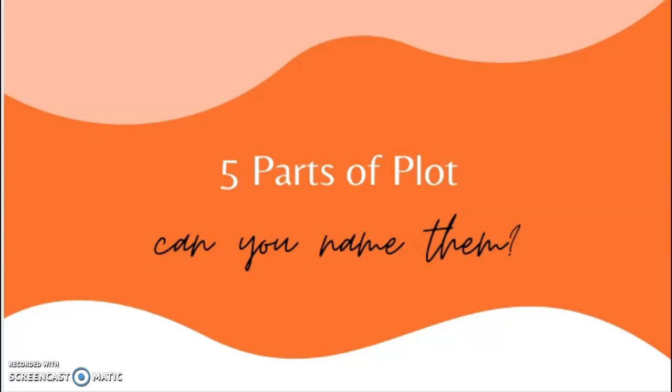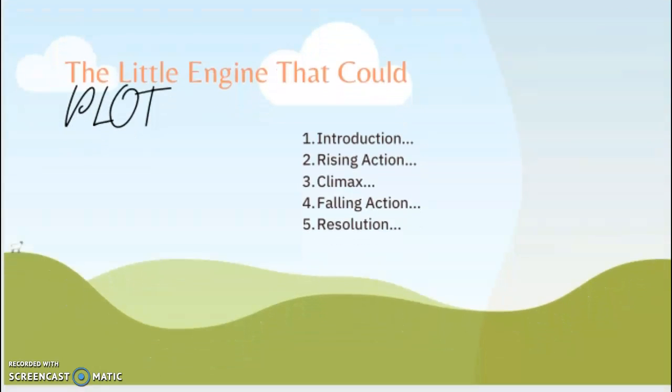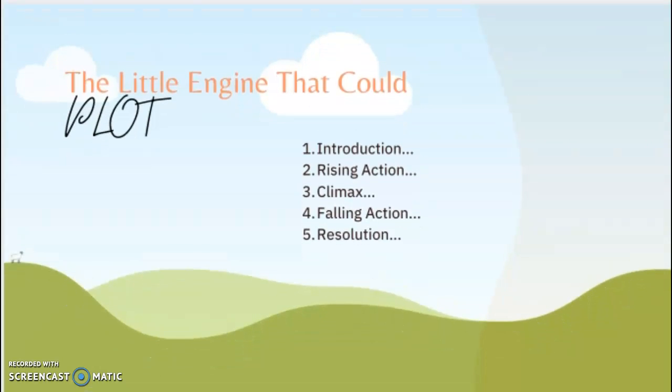So what I want you guys to do now is name the 5 parts of the plot of that little story that you guys were just read to. So just like in your notes, go ahead and identify what you think the 5 parts of the plot of The Little Engine That Could are, and then tomorrow in class we will talk about it in a review, and then we will also have time for you guys to ask any questions that you might have from this video and any clarification you may need.